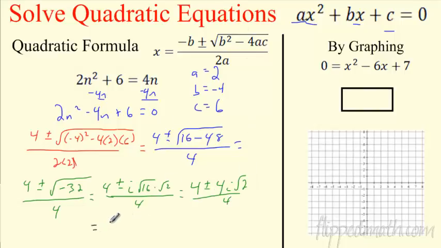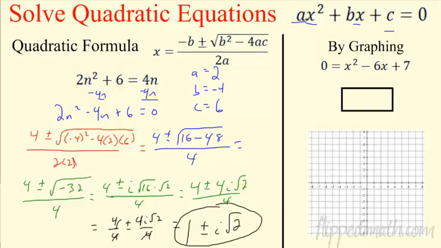We'd like to split these things into two fractions. So I've got 4 over 4 plus or minus 4i radical 2 over 4. Lots of canceling here. 4 over 4 is just 1. Those 4's cancel, so I'm left with 1 plus or minus i radical 2. I love it. So the quadratic formula always works. Sometimes you can factor, sometimes you can square root. This always works. You can always do this and you're good to go.